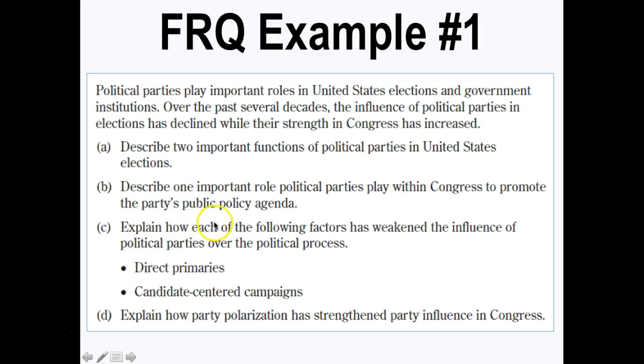And the other important thing you want to look at is how sometimes it's asking for you to do two things, one thing. Here you have two different bullet points. They want you to explain each. There are lots of mini questions in this one free response question. Really important for you to understand.